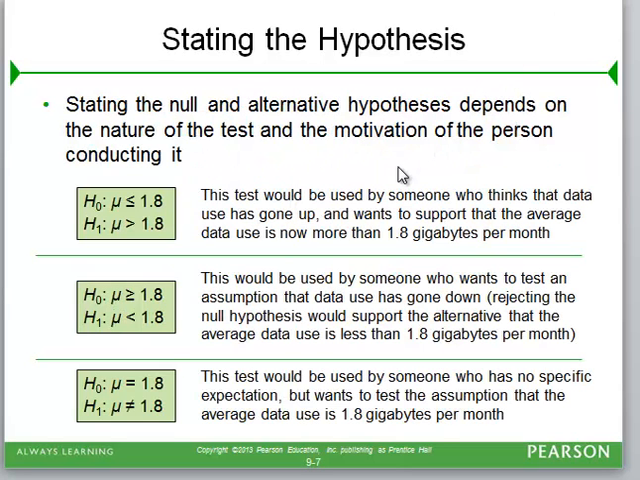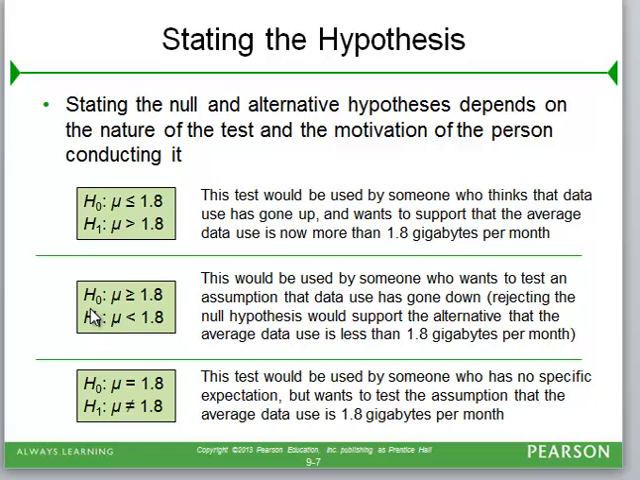The example is still about the average data use of smartphone users. If the statement is like this, the null hypothesis says the population mean, the average data use, is less than or equal to 1.8. The alternative hypothesis says the population mean is greater than 1.8. This test would be used by someone who thinks that the data use has gone up and wants to support that the average data use is now more than 1.8 gigabytes per month.